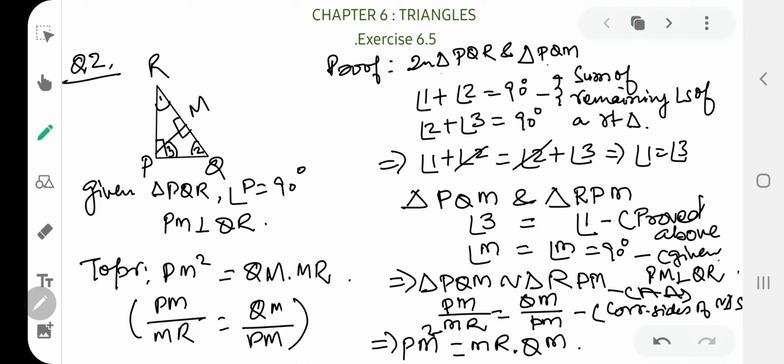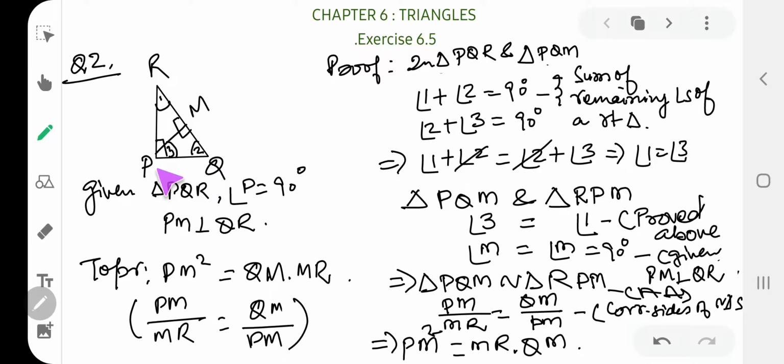Students, today we will do exercise 6.5, question number 2. This exercise is based upon Pythagoras theorem. And in this question, you are given a right angle triangle PQR and angle P is equal to 90 degree.